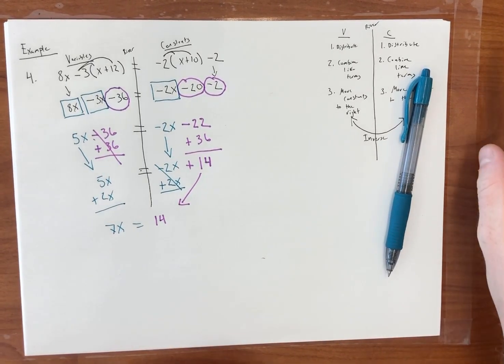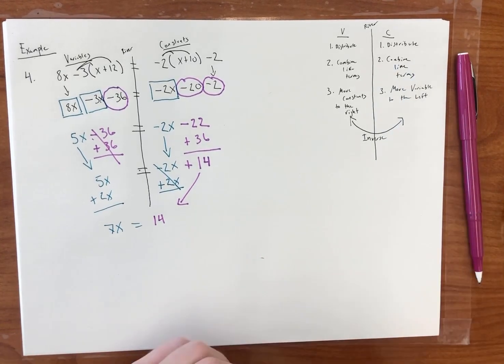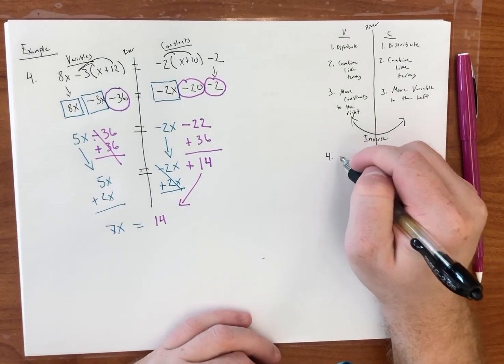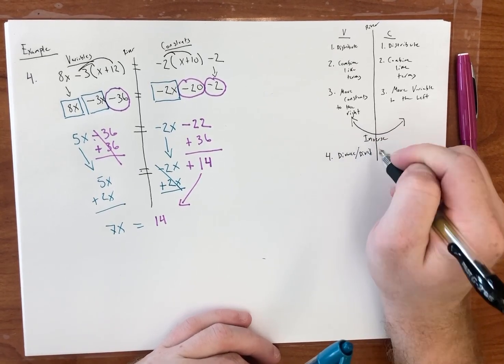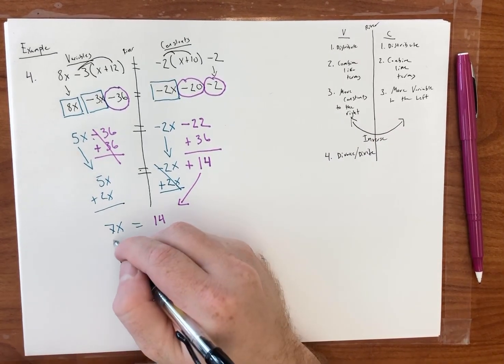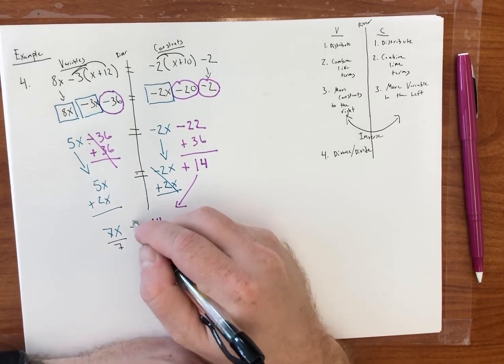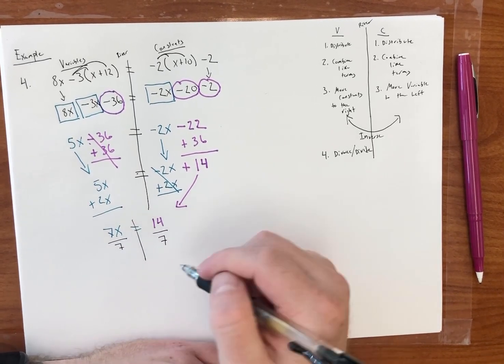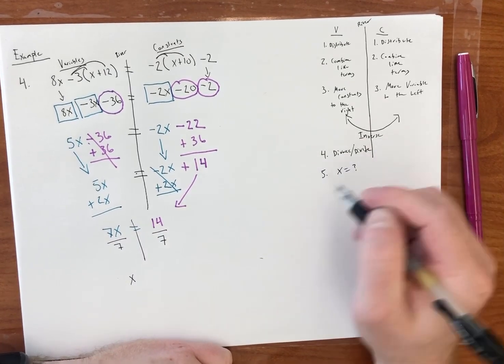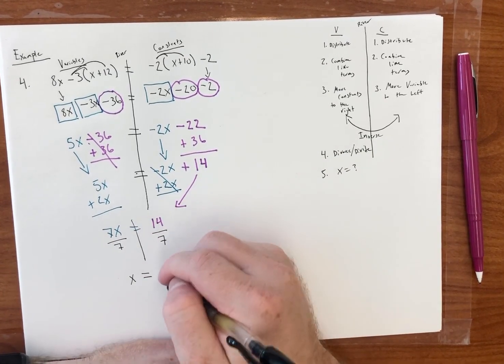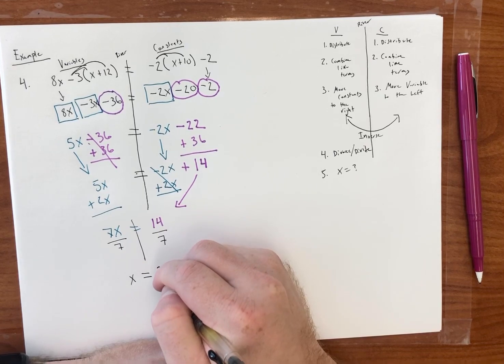Okay. Now that we are here, remember our last step is to divide. So I need to divide my 7. What I do to one side, I do to the other. Now I've got x. Remember what our last step is? X equals what? So x equals 14 divided by 7 gives me 2.